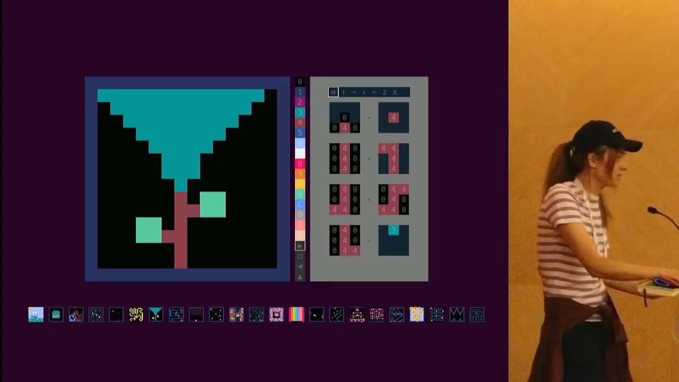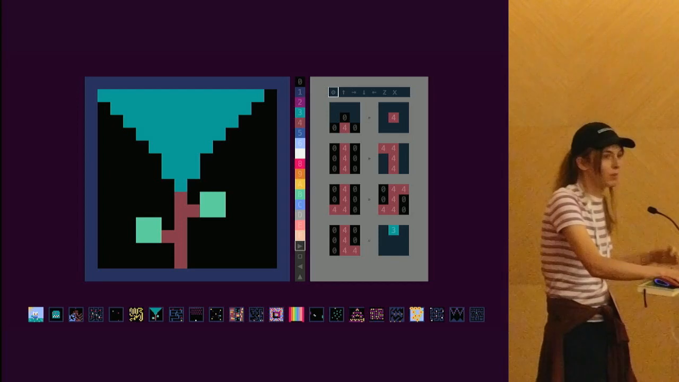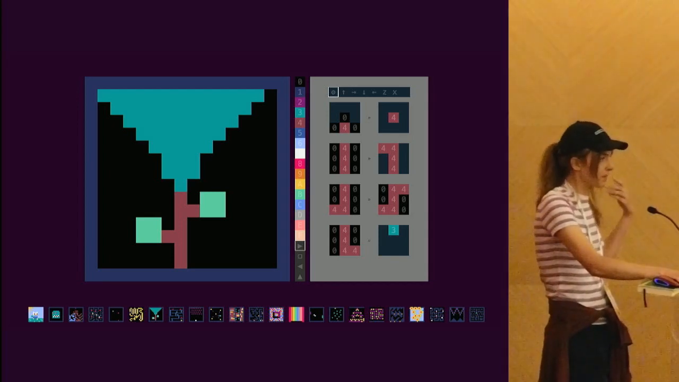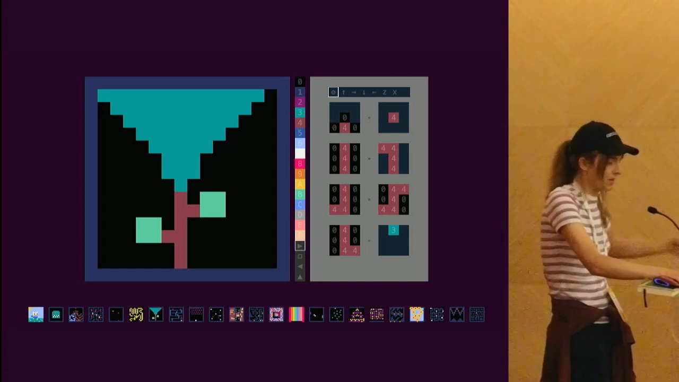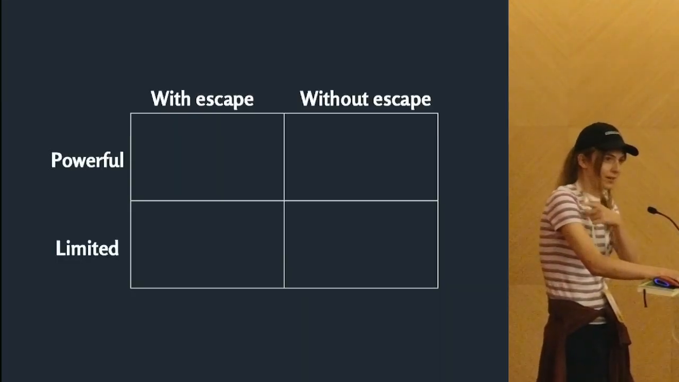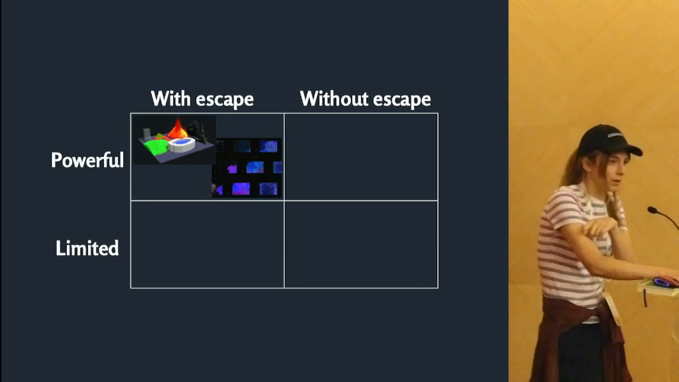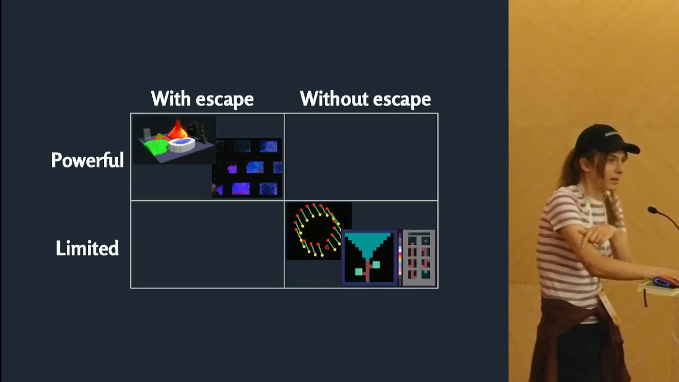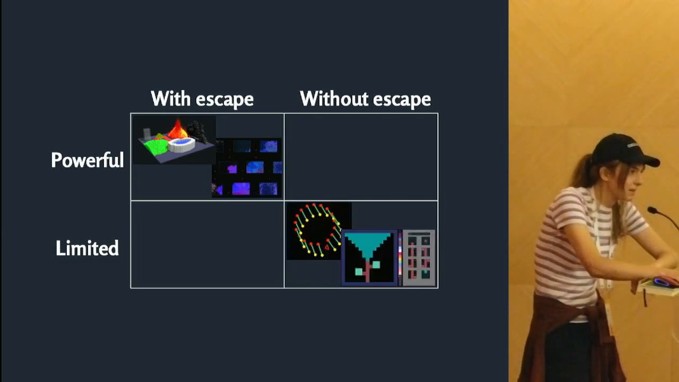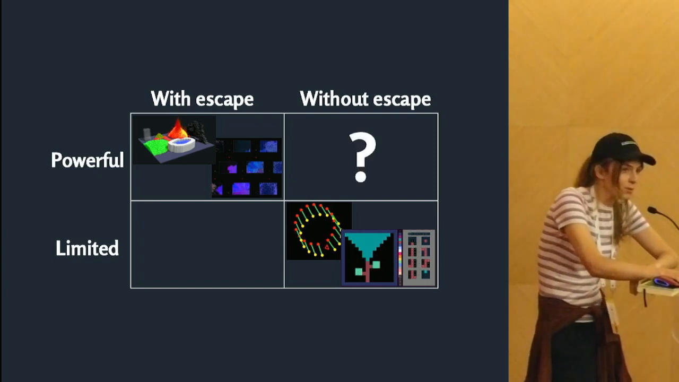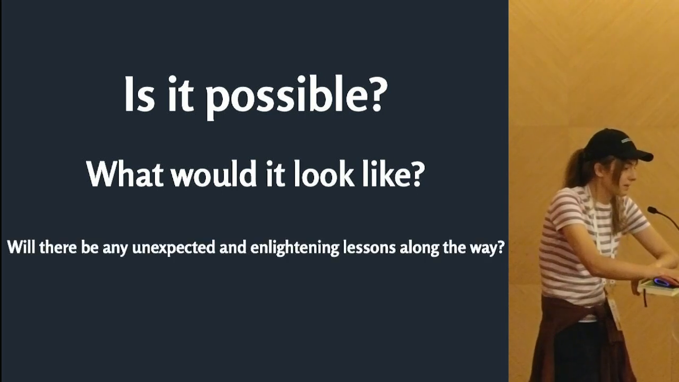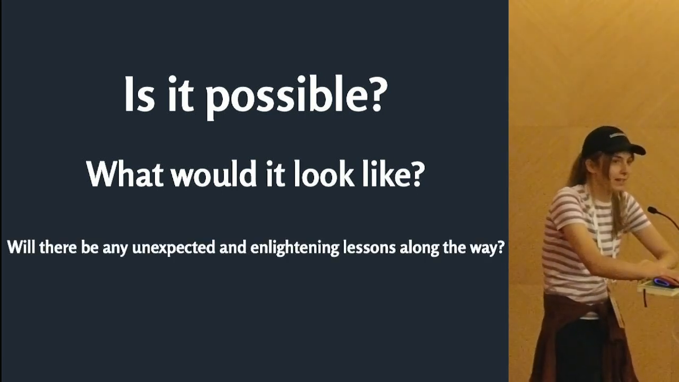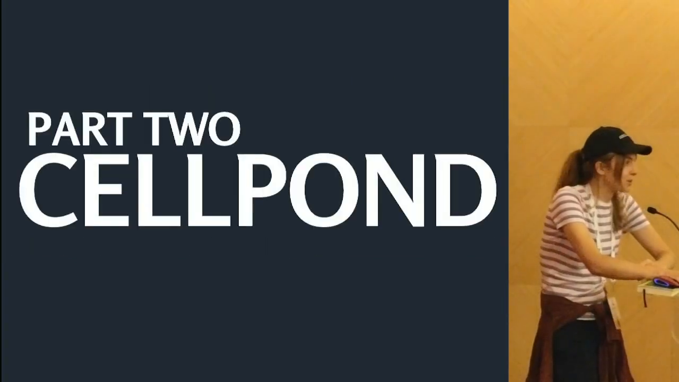Color Code doesn't have any escape hatches, but it's more limited. That's intentional. It's part of its design, part of its beauty. But is that really our choice? Powerful with escape, or limited without escape. Could we make something that's powerful without escape? Is it possible? What would it look like? Will there be any unexpected and enlightening lessons along the way? So this takes us to part 2, CellPond.